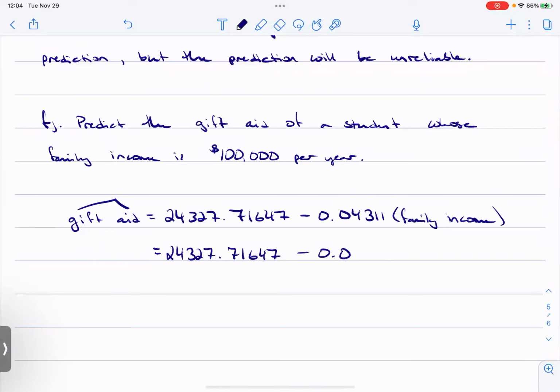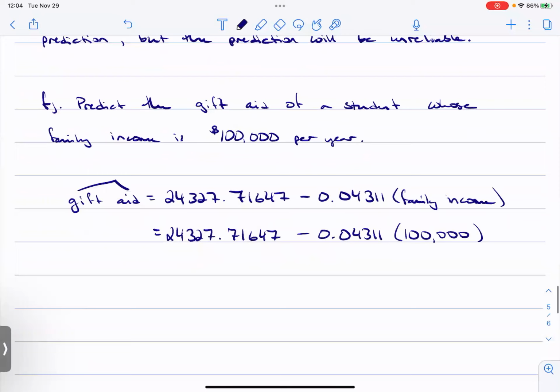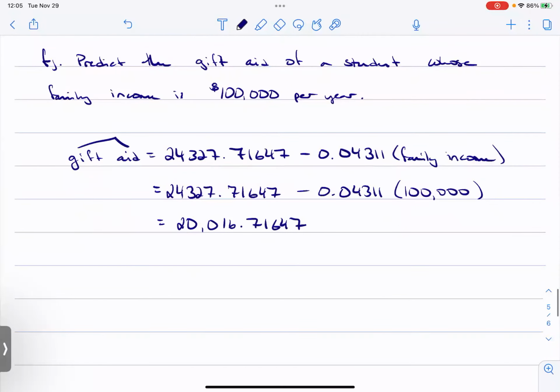24,327.71647 minus 0.04311 times 100,000. Just skipping straight to it, I get 20,016.71647, which in terms of dollar amounts have two decimal places, 20,016 and 72 pennies.